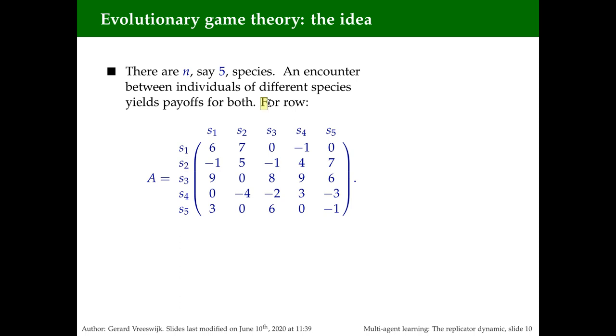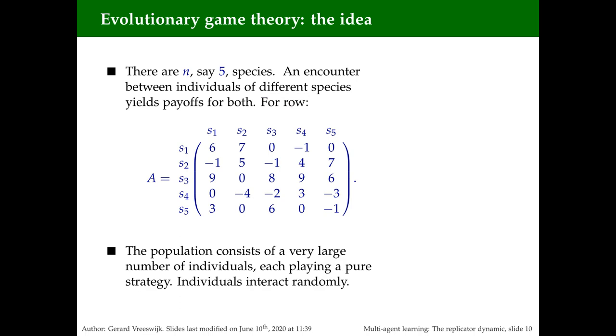So the numbers always indicate what's in it for a row. Now the idea is that the population consists of a very large number of individuals, each playing a pure strategy. And individuals, that's very important. The interaction is homogeneous. That means location and time is not important in the probability of interacting with an individual of some other species. Only the proportion of all other species is important.